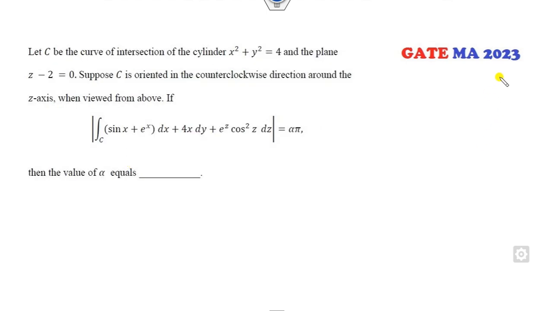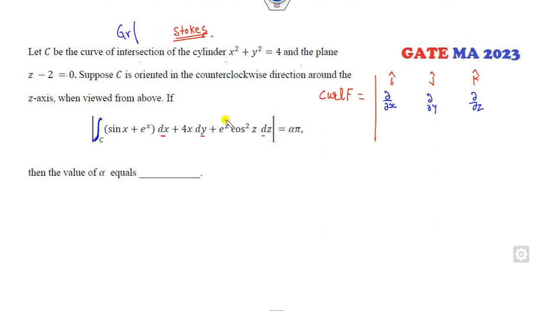Okay, look at this one. This is a recent GATE 2023 question. See the curve of the cylinder and the plane here. Now you can see dx, dy, dz. I have to apply Stokes' theorem. So what is my curl of F? i cap, j cap, k cap, partial derivative with respect to x, with respect to y, with respect to z. Always remember, whenever a single integration appears, always apply Green's or Stokes' theorem, because it's three dimensional. So I apply Stokes' theorem.